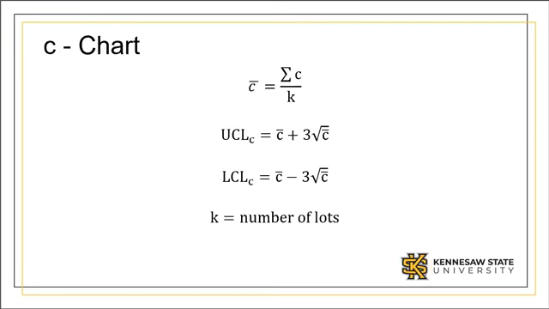A C chart tracks the number of defects. It is based on the Poisson distribution and requires a fixed sample size. C bar is the ratio of total defects divided by the number of lots. We use this value to find the upper and lower control limits.